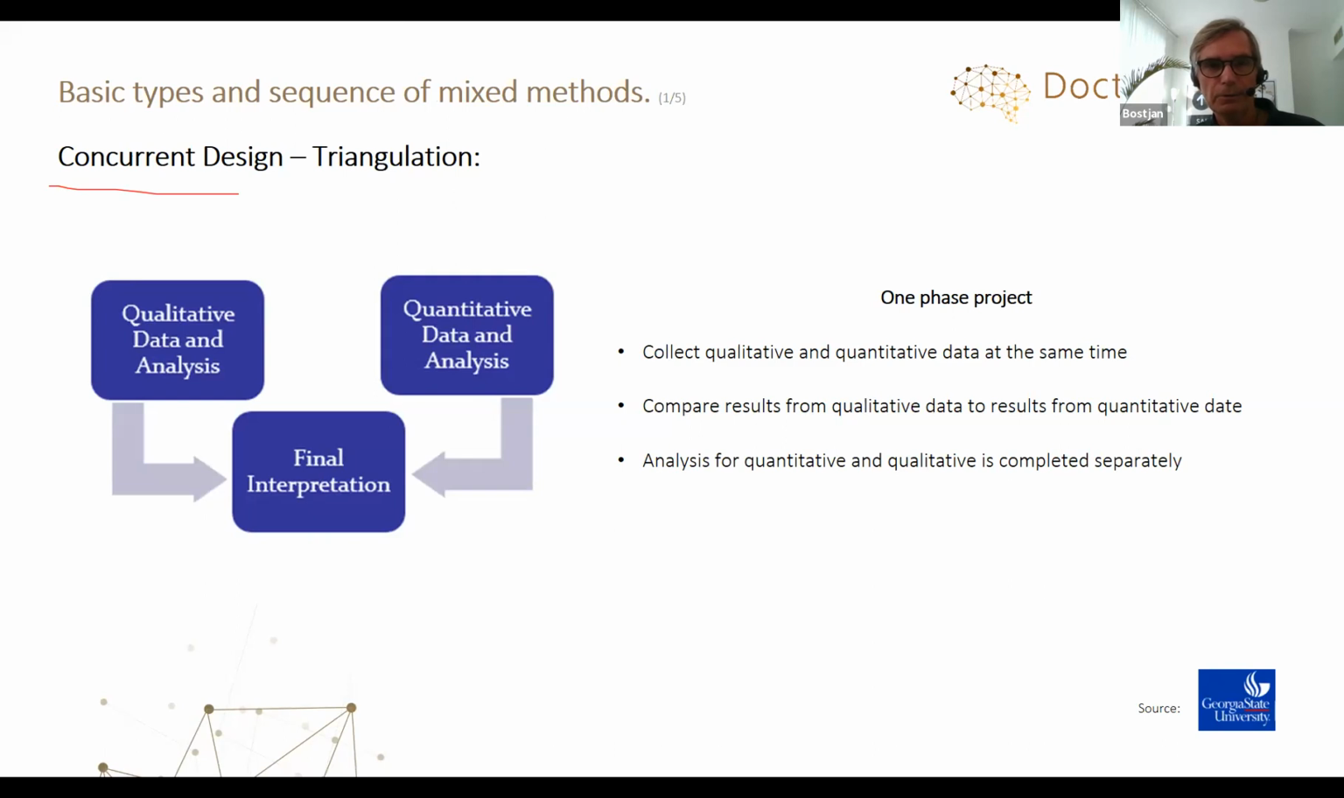So before I mentioned concurrent and sequential design, and in this case, I'm presenting now one slide where we are talking about concurrent design. What does this mean? One phase project, that means everything is running concurrently at the same time. If I go a little bit deeper, let us say we collect qualitative and quantitative data at the same time. Then we have collected them. We will then be analyzing them, the qualitative part, the quantitative part.